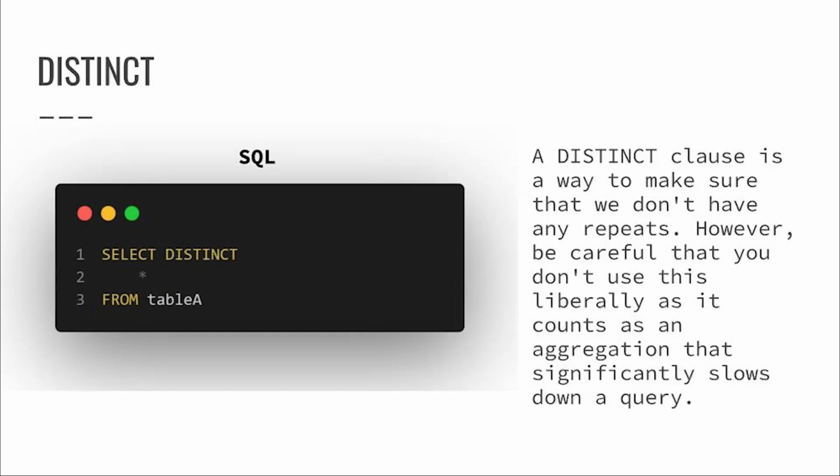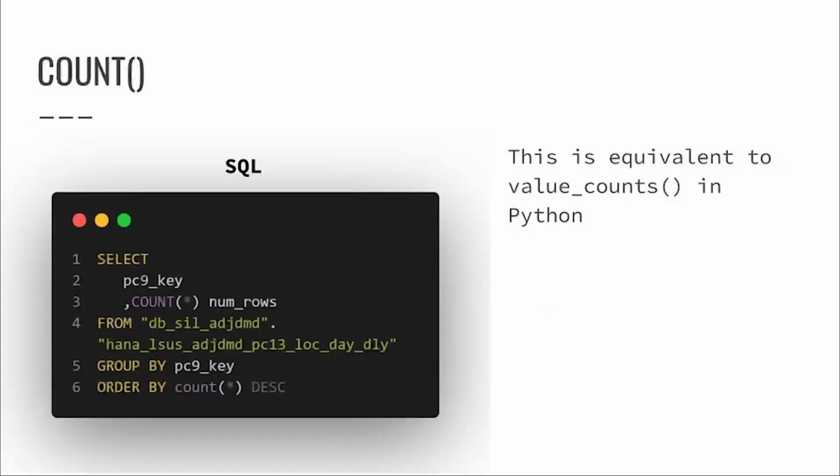The distinct statement is a way to make sure that we don't have any repeats. So when you use it, you will only get unique values in the data. But don't use it too liberally because it does count as an aggregation, so it will slow down your query quite a bit. The count function returns the number of rows returned by a specified query.